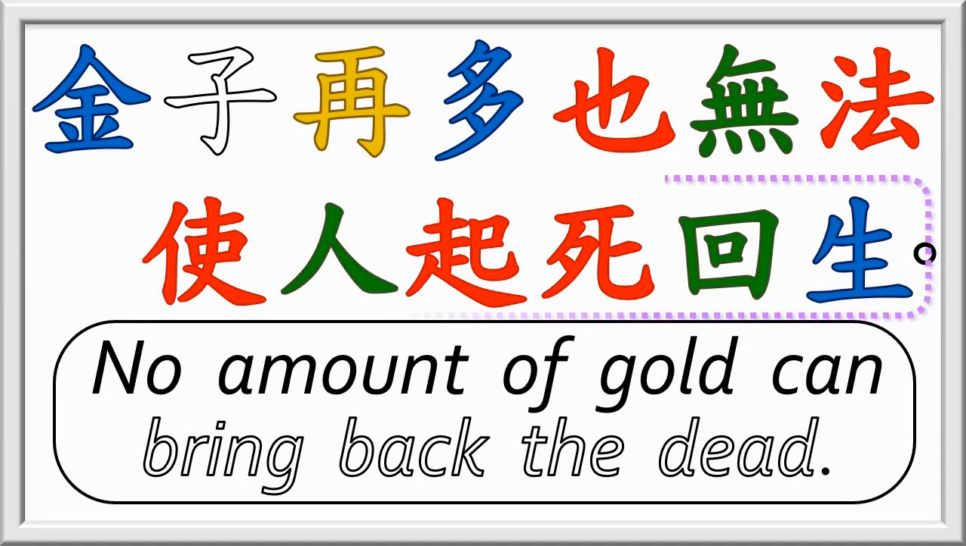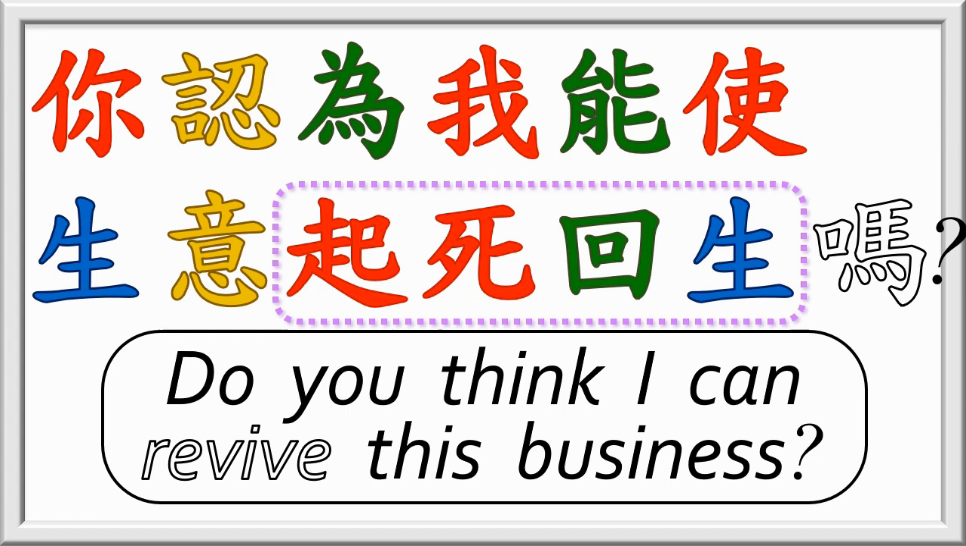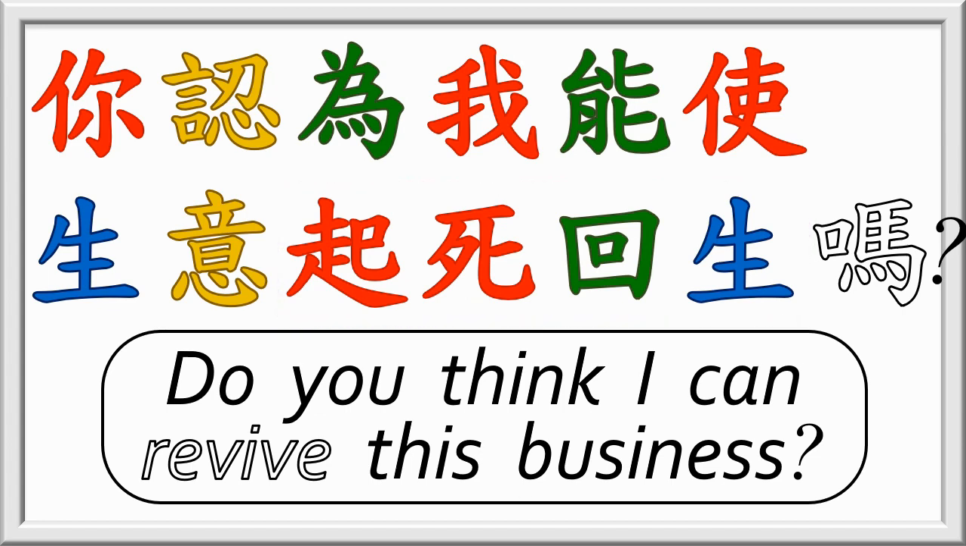Aside from stories in religious texts, people usually don't rise from the dead. But 起死回生 means precisely that. However, it can be used figuratively when referring to restoring a dying business to prosperity. 金子再多也无法使人起死回生。 No amount of gold can bring back the dead. 你认为我能使生意起死回生吗? Do you think I can revive this business?